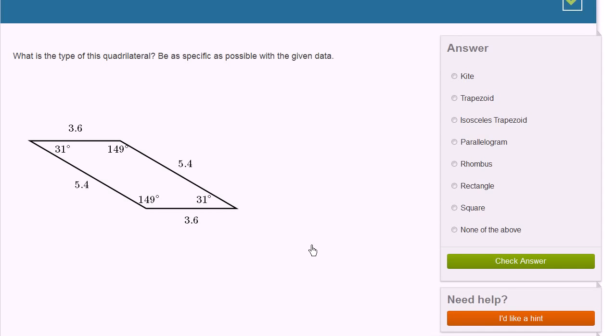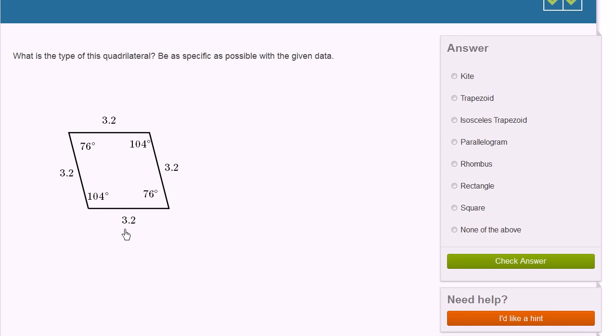So here it looks like the same type of scenario that we just saw in the last one. We have two pairs of parallel and congruent sides, but all the sides aren't equal to each other. If they're all equal to each other, we'd be dealing with a rhombus. But here they're not all equal to each other. This side is congruent to the side opposite. This side is congruent to the side opposite. That's another parallelogram.